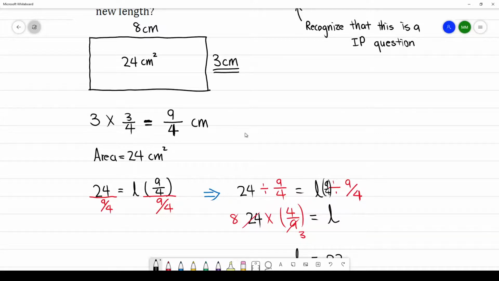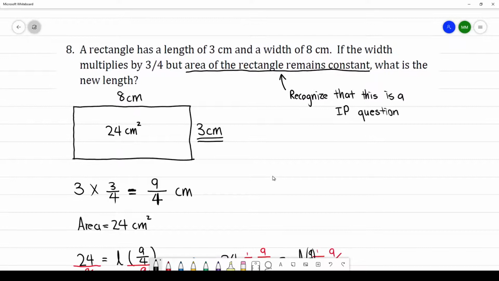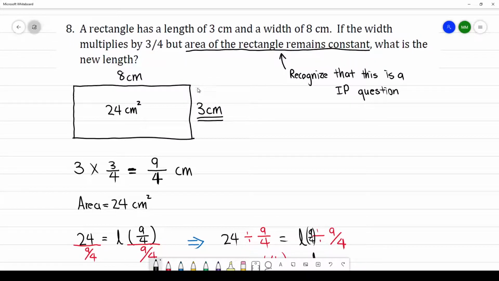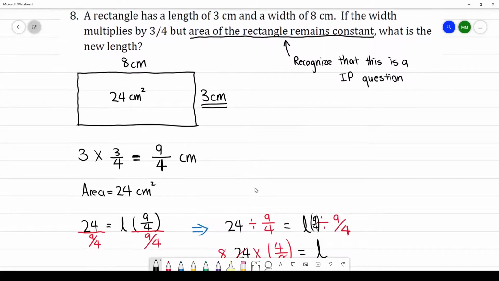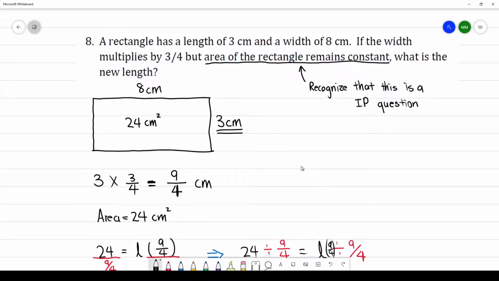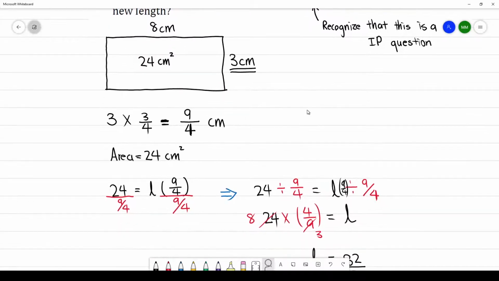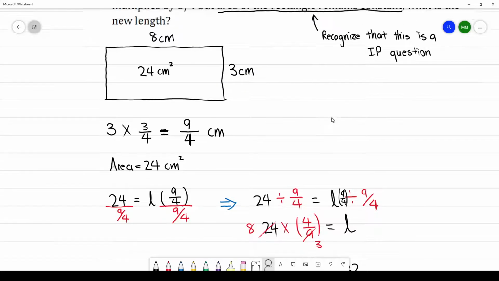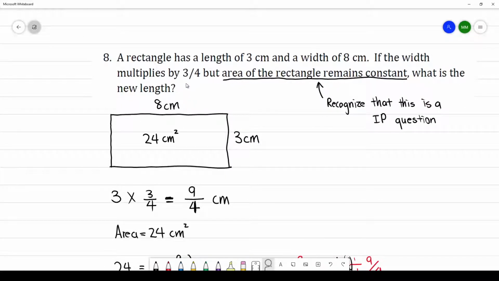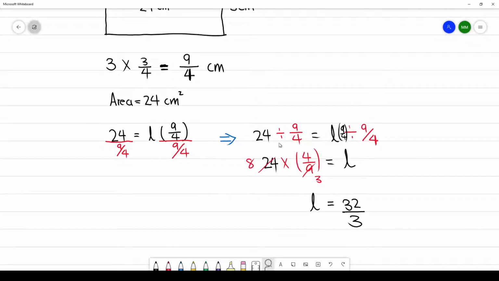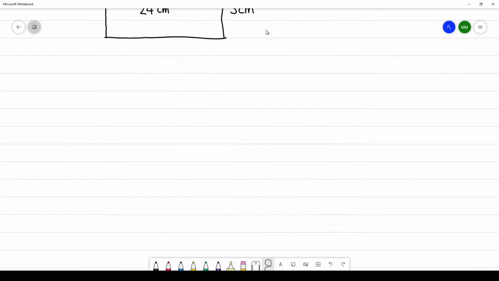Wait, that's not right. The width. Oh, wait. My bad. Never mind. Yeah, it doesn't make sense here. It's not 3. It's the width multiplied by 3/4, so it's the 8. Ah, that was why. Sorry about this, but the process is essentially the same.